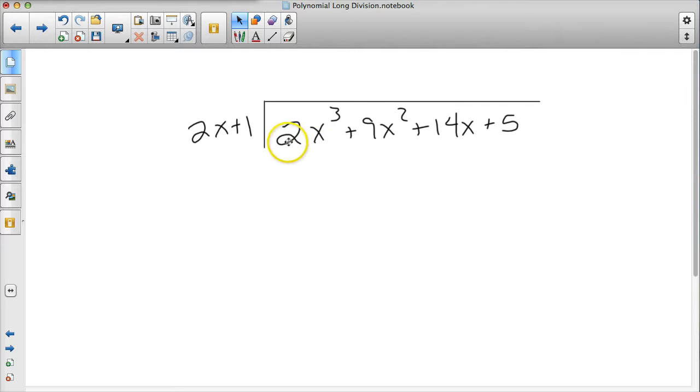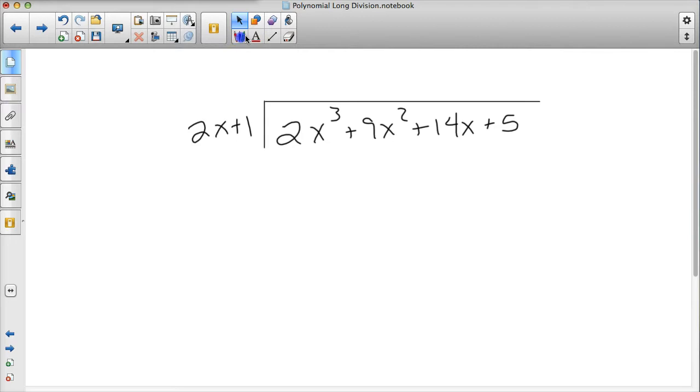So we're going to take the polynomial 2x cubed plus 9x squared plus 14x plus 5, and we are going to divide that by 2x plus 1. So how do we do that? Well, we're going to look at our divisor, and we're going to ask ourselves, how many times can I divide 2x plus 1 into 2x cubed plus 9x squared? Now that seems like a very difficult task. But what if instead we asked, what do we multiply 2x times in order to get 2x cubed?